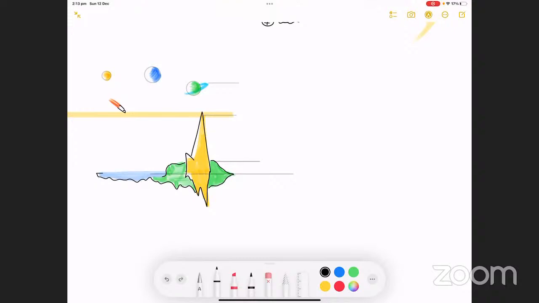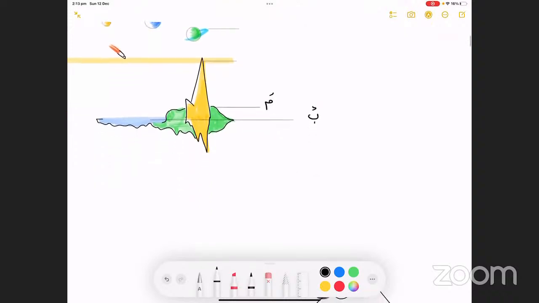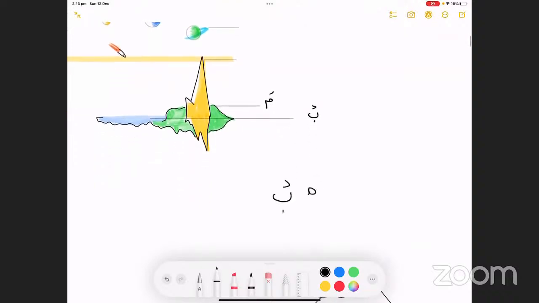Isn't that cool? For me to pronounce ba as a silent letter, I need to have an active letter. So I'm going to bring mim with the fatha, or we can bring any other letter from the world. I can only read ba as a silent letter when I have an active letter with it. Are you guys following? Now, we are going to say mim fatha ba sukun, mab. Ta-da!